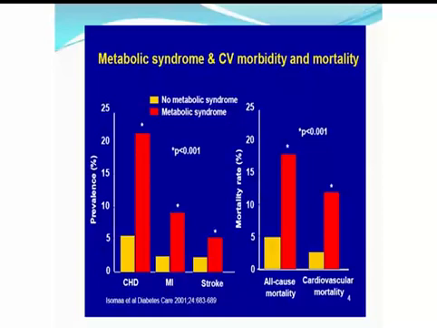And then cardiovascular morbidity and mortality. If the patient does not have metabolic syndrome, the risk of coronary heart disease, MI, and stroke are all less than 5% prevalence. But if these components are present, you can see a sharp rise in coronary artery disease, up to 20% prevalence. Along with that, the all-cause mortality and cardiovascular mortality are almost 3 to 4 times as compared to their non-metabolic syndrome counterparts.